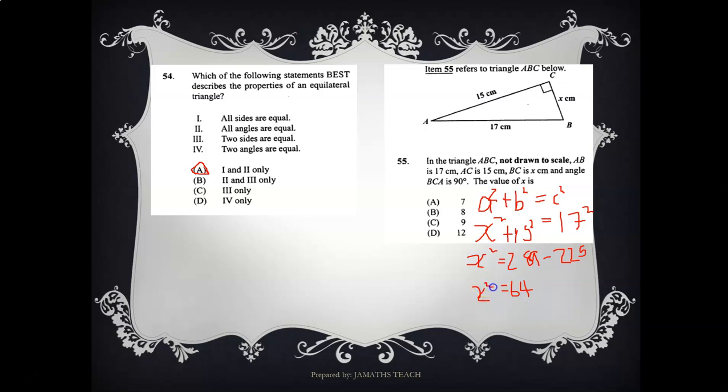Now remember, we don't want X squared, we want X. So we have to find the square root. And the square root of 64 is 8.